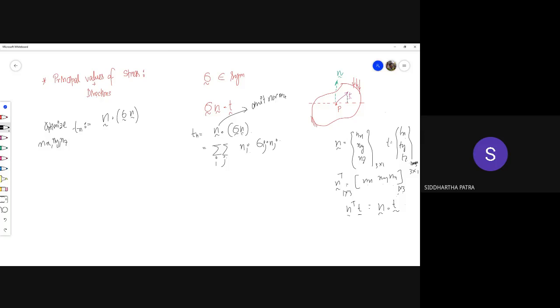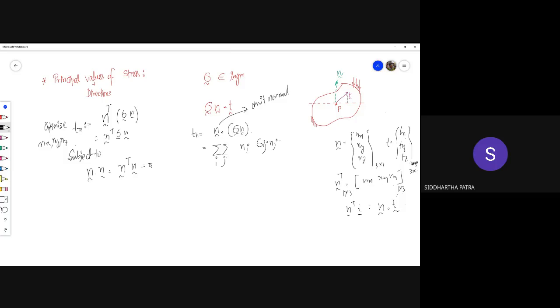But then you need to understand n is a unit normal. Otherwise, if I want to maximize this quantity, I can simply take nx, ny and nz to be infinite values. But there is a constraint, so this constraint must be satisfied. So this thing, n transpose sigma n, is what we are trying to maximize, subject to n dot n equals 1.